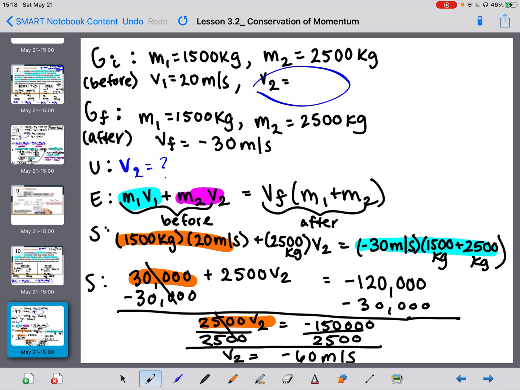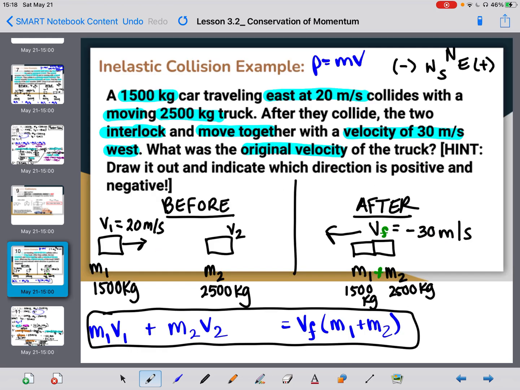And that should make sense, because that negative 60 means that my object was actually moving this way before the collision, and then they got stuck together after their collision.